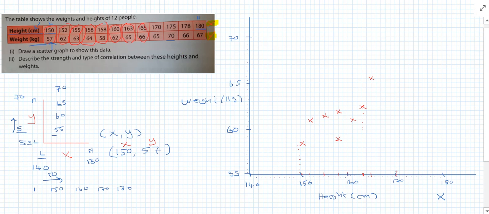So 170 is here. So 170 and 65. So again 170, and then you're going to go 65, go across here. It's going to be about here. Then we have 175, so 1, 5, so roughly around here, and up to 70, so it's going to be roughly up here somewhere. So let's say about here.